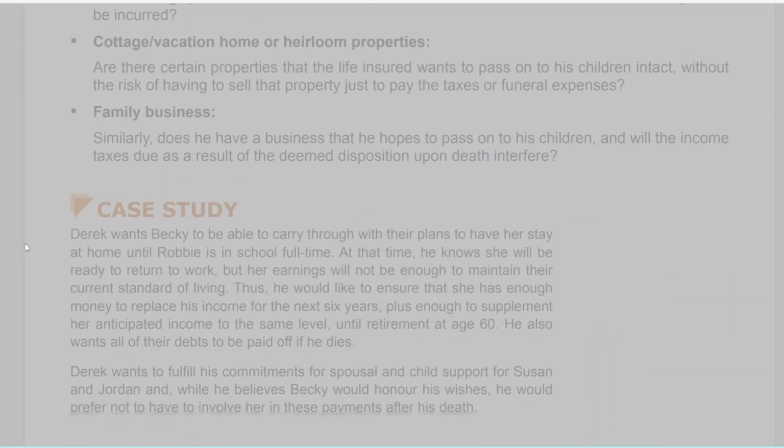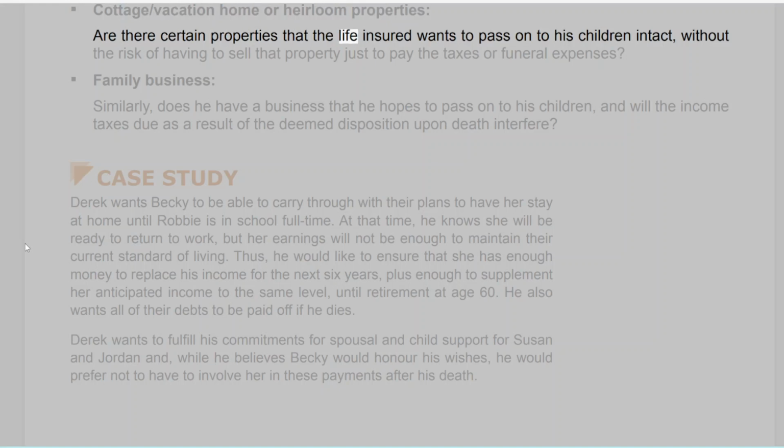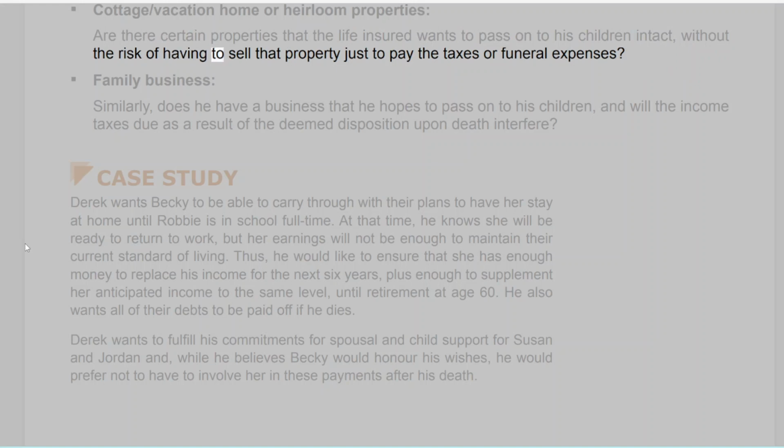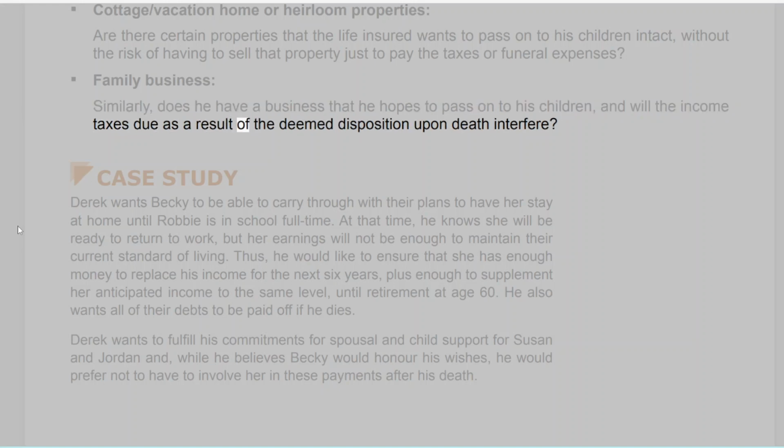Cottage, vacation home, or heirloom properties. Are there certain properties that the life insured wants to pass on to his children intact, without the risk of having to sell that property just to pay the taxes or funeral expenses? Family business. Similarly, does he have a business that he hopes to pass on to his children, and will the income taxes due as a result of the deemed disposition upon death interfere?